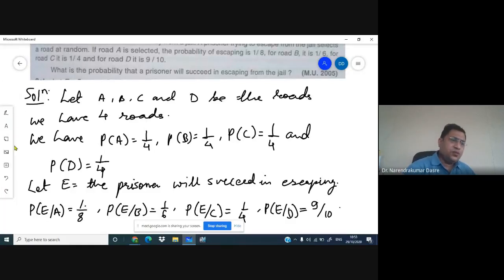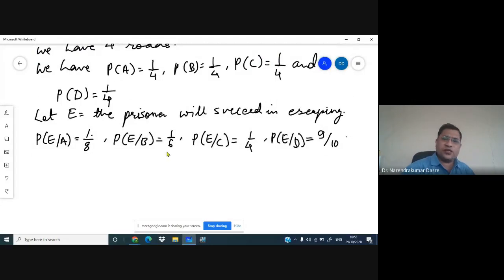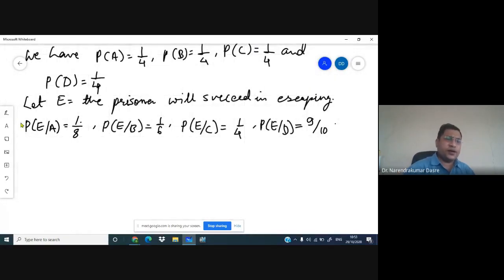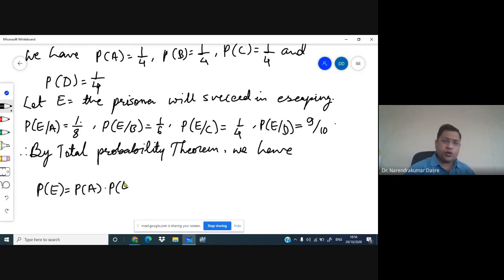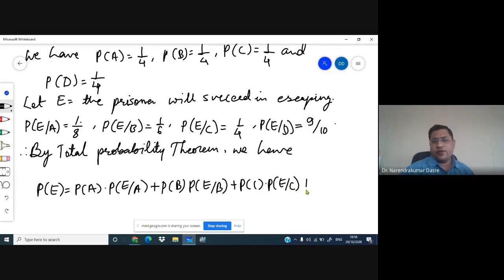So we have the probability of the partition, and we have the conditional probability of the event over this partition, and hence we can write it again. By the total probability theorem, I want to find the probability of E. It is the probability of A, if I select road A, times the probability of escaping after selecting road A, plus the probability of B times the probability of escaping after selecting road B, plus the probability of C times the probability of escaping after selecting road C, plus the probability of D times the probability of escaping after selecting road D.